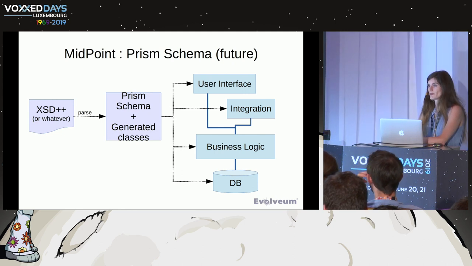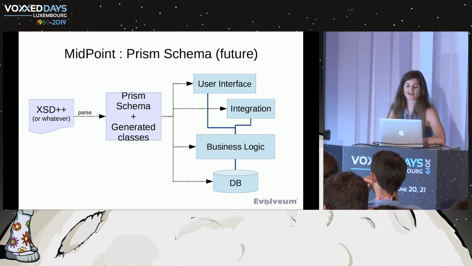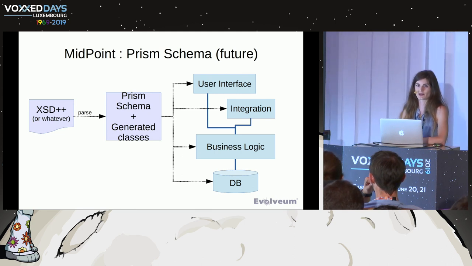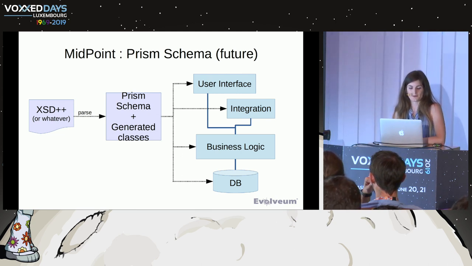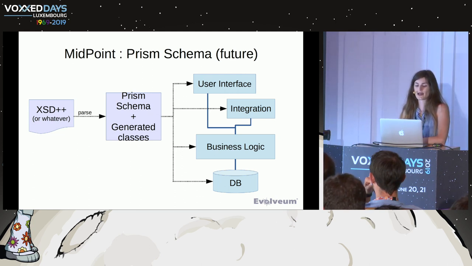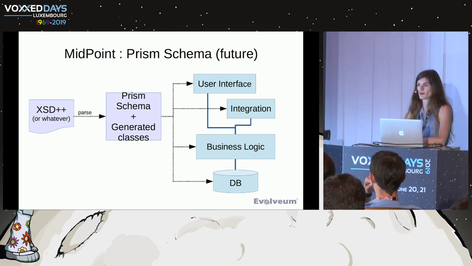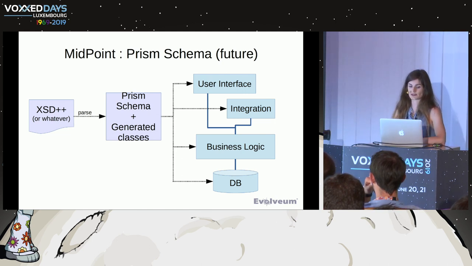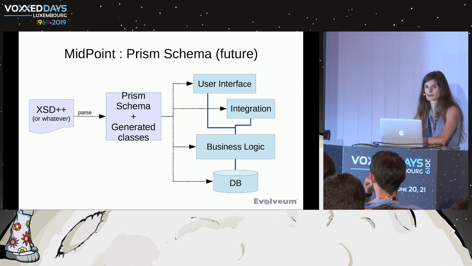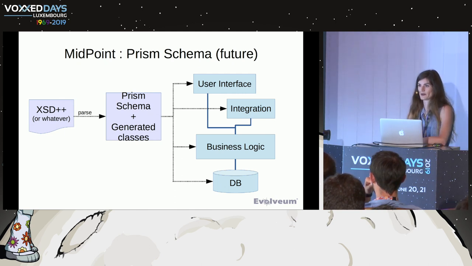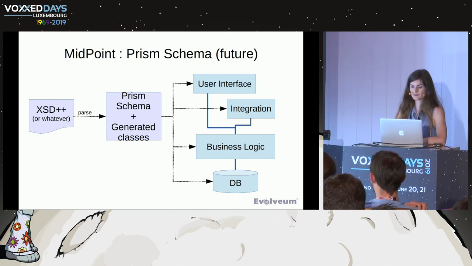In the future, there is the vision that one day there will be something better than XSD++, or that we will have time to design something and implement something, and that we will also remove the dependency on JAXB, and we will do the parsing and generating of the Java classes on our own. Or maybe there will be someone else who will do it and we will use it.